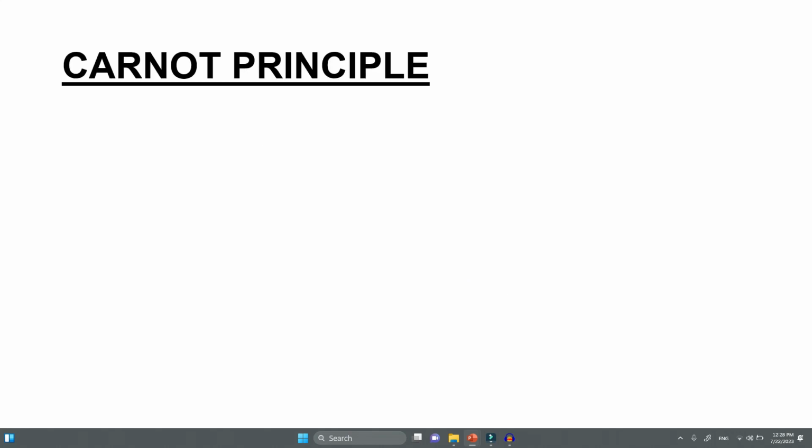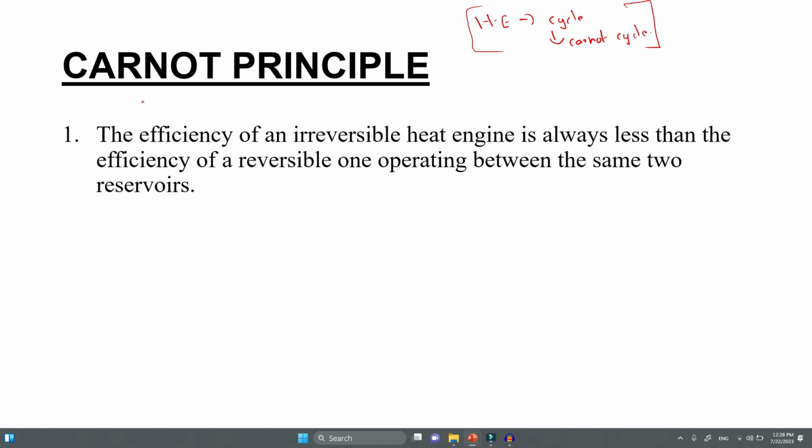Now, let us see what the various Carnot principles are. You know that this is a heat engine which gives you the maximum efficiency. The efficiency of a heat engine depends upon the cycle it undergoes, and we will get the maximum efficiency for the Carnot cycle. So what are the Carnot principles?